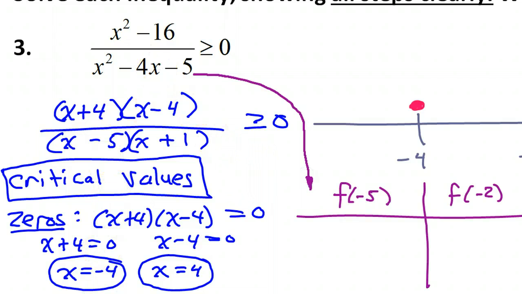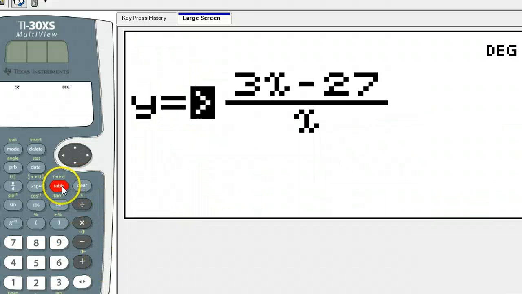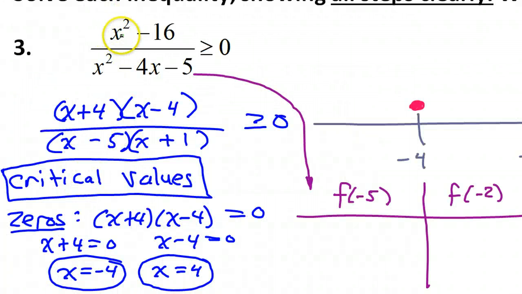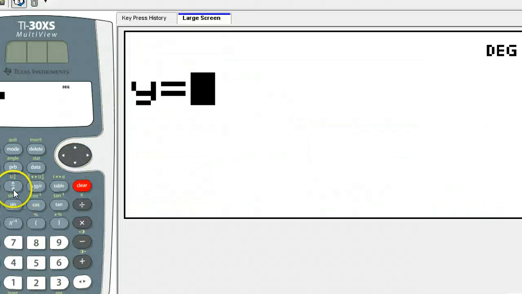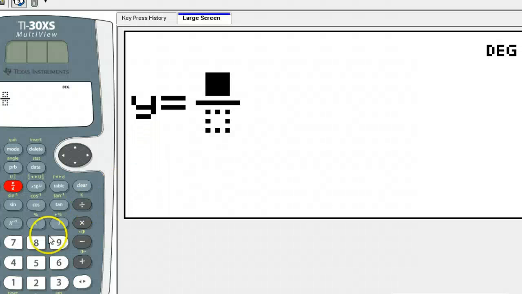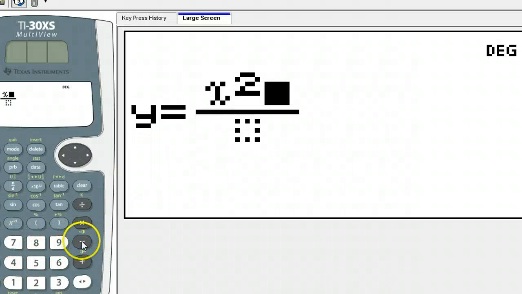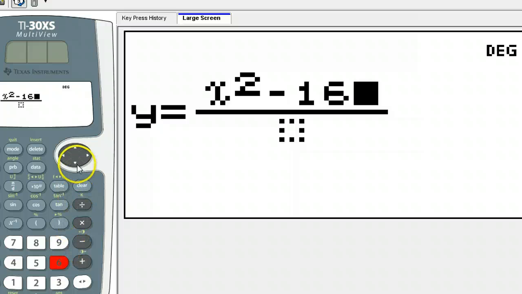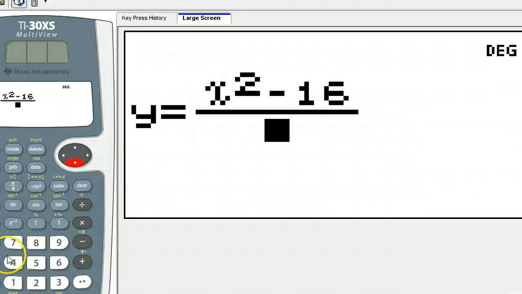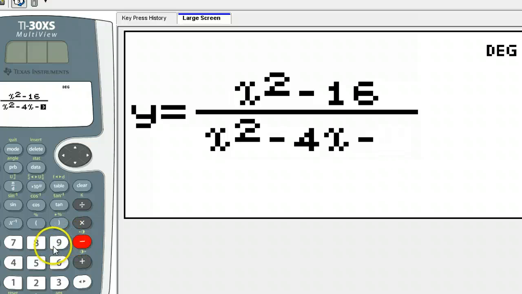I'm going to use my TI-30XS MultiView. So, come to your calculator, hit the table function, clear out whatever's in there, and get to typing. Well, we got to go fraction mode first. Kabam. x squared minus 16 in the top, over x squared minus 4x minus 5 on the bottom.